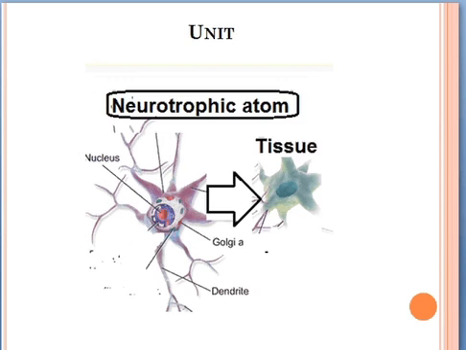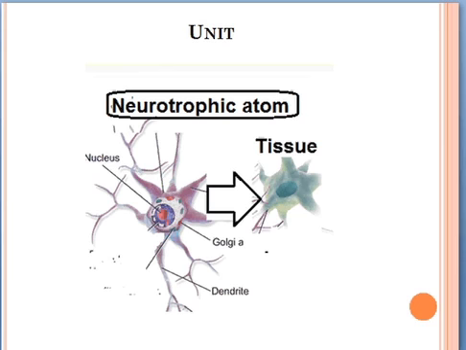It is more convenient to define a unit, which I call the neurotrophic atom. The neurotrophic atom describes the relationship between the cell, the neuron, and the tissue which we are interested in.